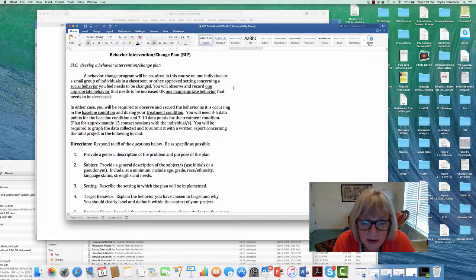Remember that you need 3 to 5 data points for your baseline condition. That is before you start intervention. So remember, at baseline, we measure the behavior with no treatment in place. Business as usual, okay? And then we begin to intervene and collect data during what we call our treatment condition. And we want to be able to see if the data that we're gathering during treatment is different from that we gathered at baseline. If it is, then that tells us that our intervention is working, okay? You have to graph the data that you collect and then submit it in your written report.